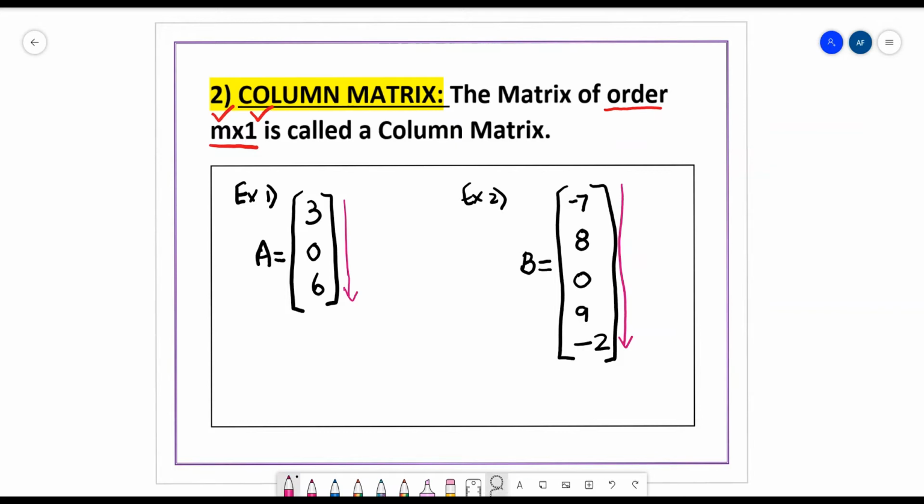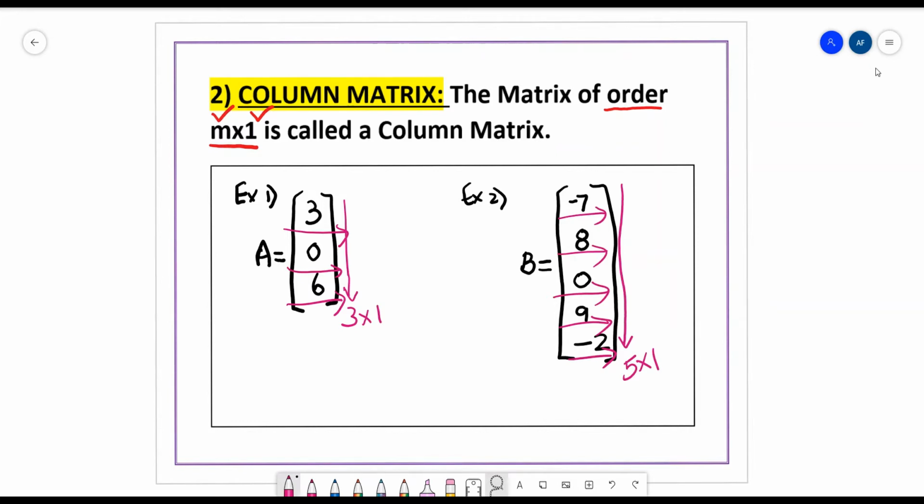Let us write down the order of these two matrices. So what is the order? First let me count how many rows are there. This is 1, 2, 3. So 3 rows. How many columns? This is 1, so it is 1. And the order of matrix A is 3 by 1. And similarly B, let us write down. We have 1, 2, 3, 4, 5. We have 5 rows and only one column. So order of matrix B is m cross 1, or m by 1.